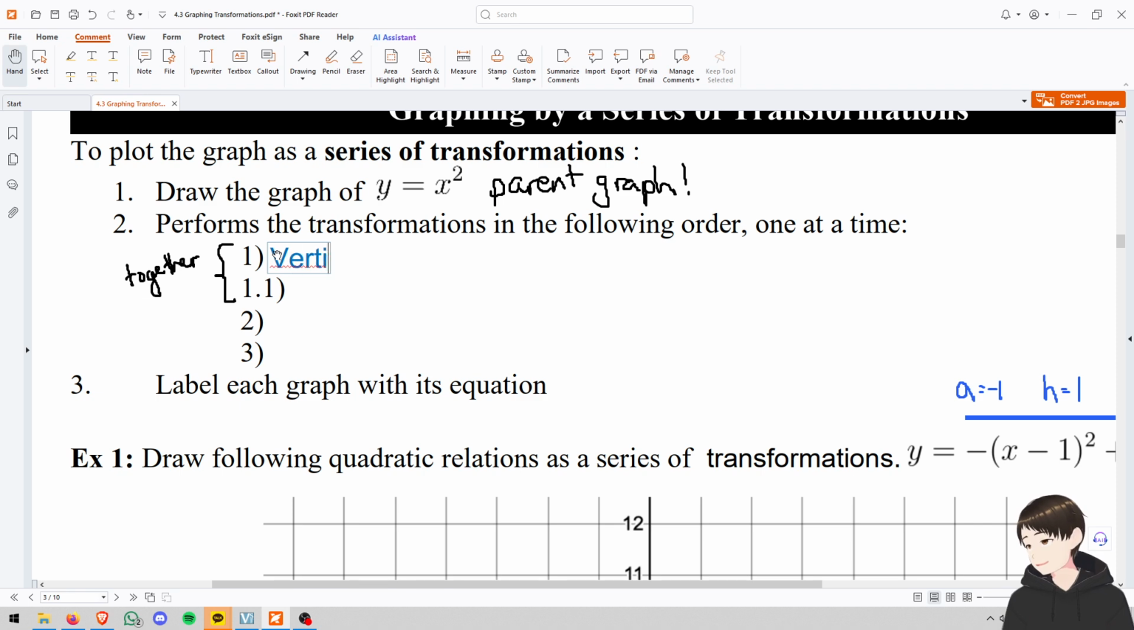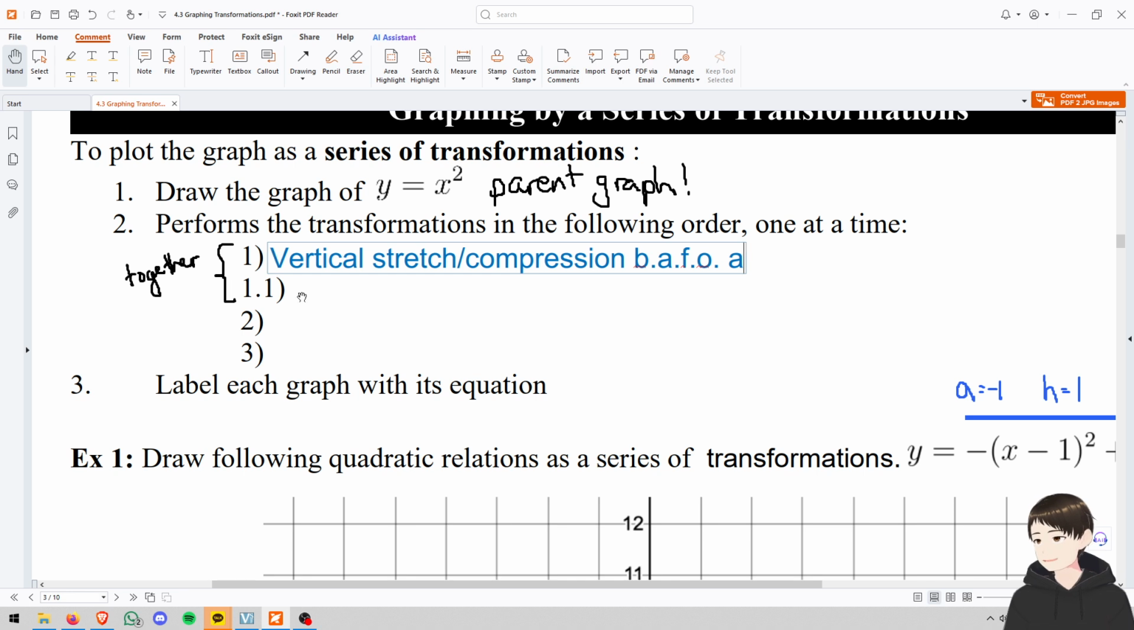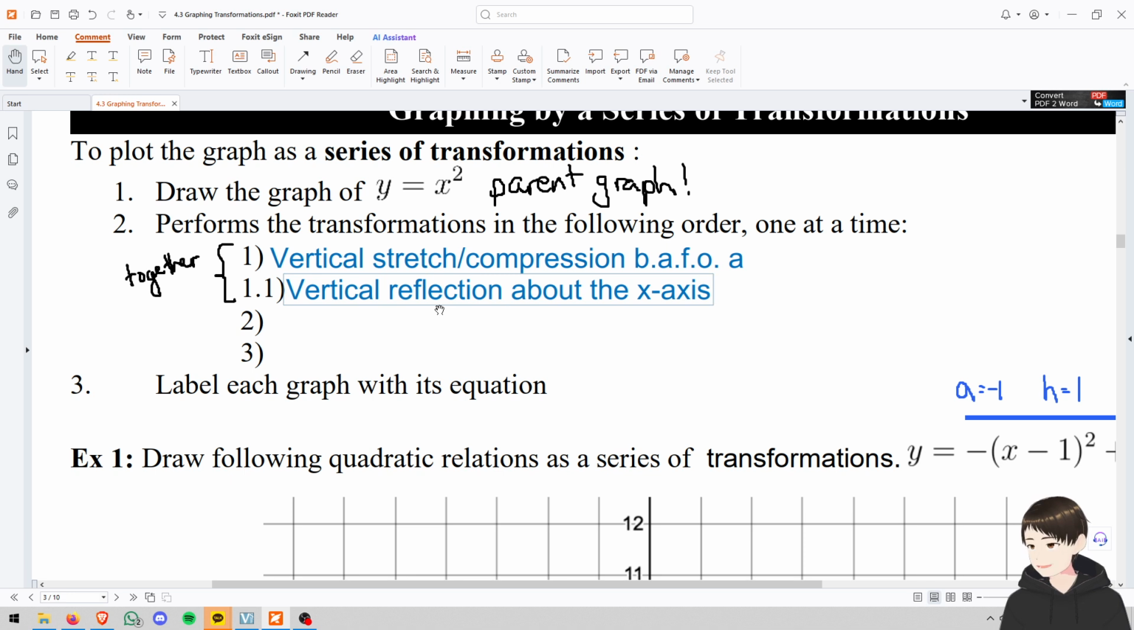you do your vertical stretch or compression by a factor of the A value. You do that first. You multiply it by a large or a small number. Then you do your vertical reflection about the x-axis. The words about the x-axis is the same as saying you use the x-axis as the mirror. You flipped it on the x-axis.